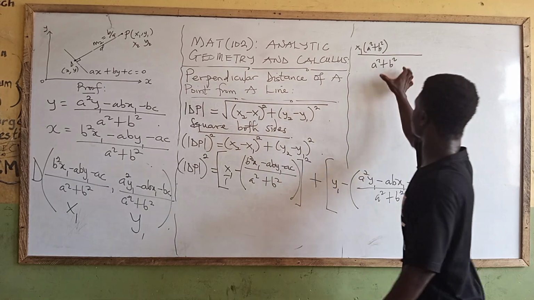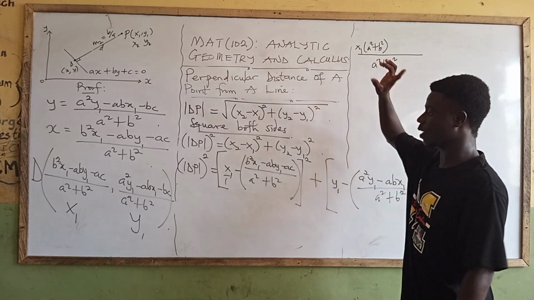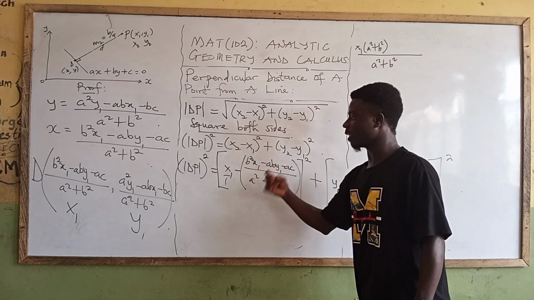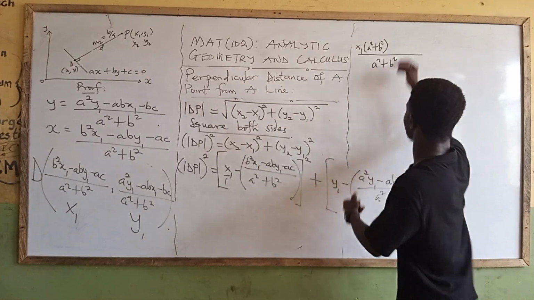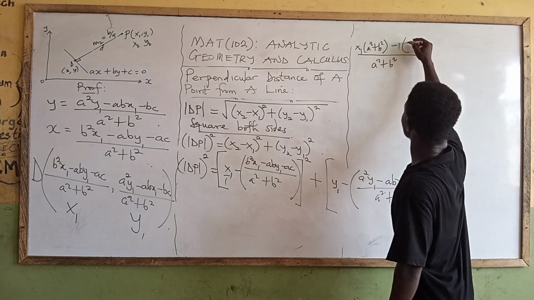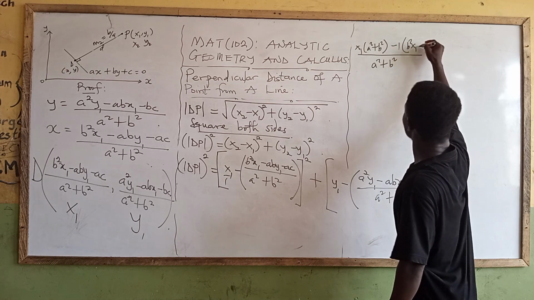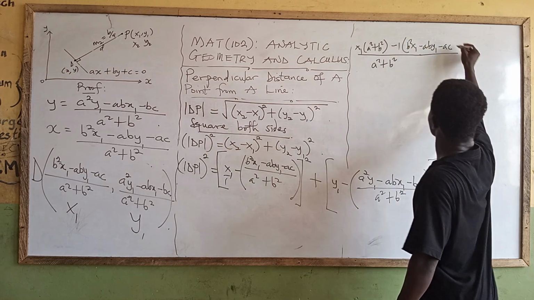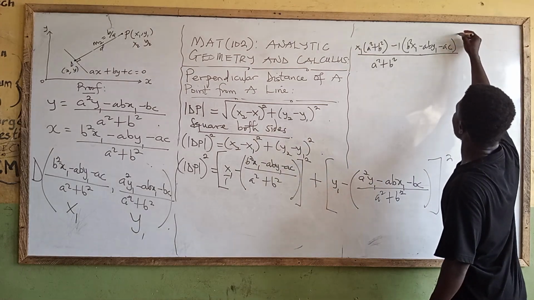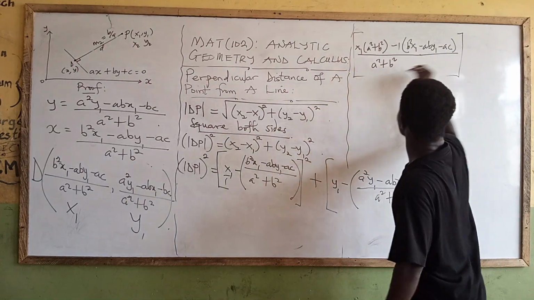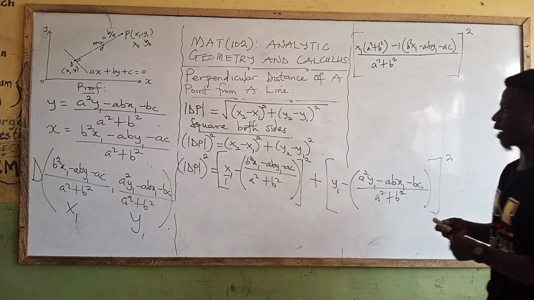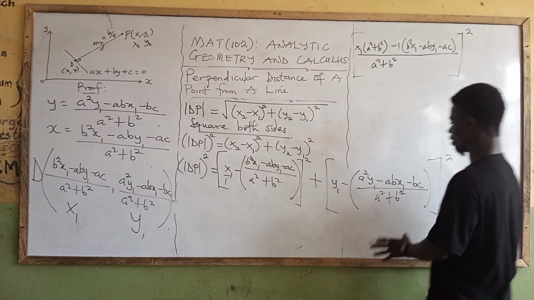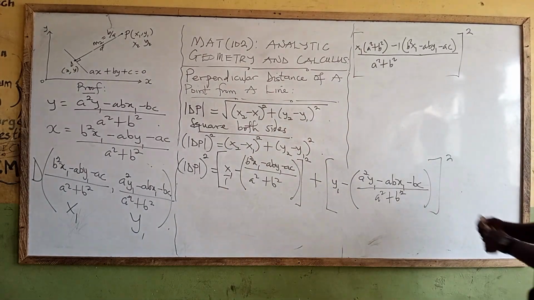Then A squared plus B squared will go into A squared plus B squared 1 time. Now 1 will multiply the whole of that. Don't forget, negative is there. So negative 1 times B squared x1 minus ABy1 minus AC. Right. So our all squared. We are taking this one, and when we are done, we come and take this one.